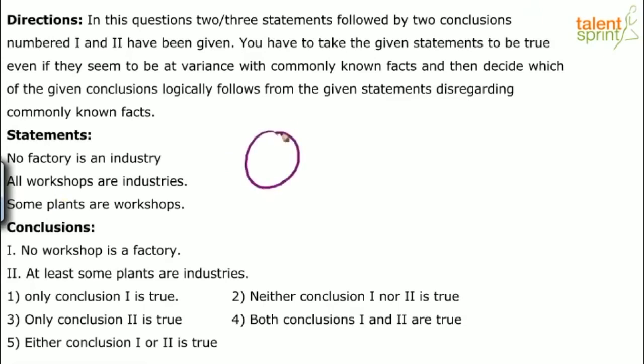So no factory is an industry. How do you represent this? No factory is an industry. So this is factory, this here shows industries, right? And no factory is an industry. So these two circles will never overlap each other, will not intersect with each other.